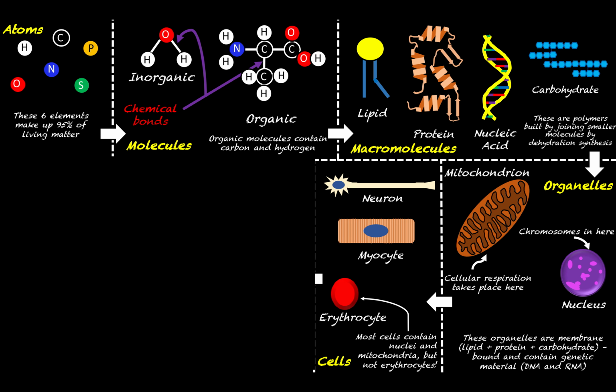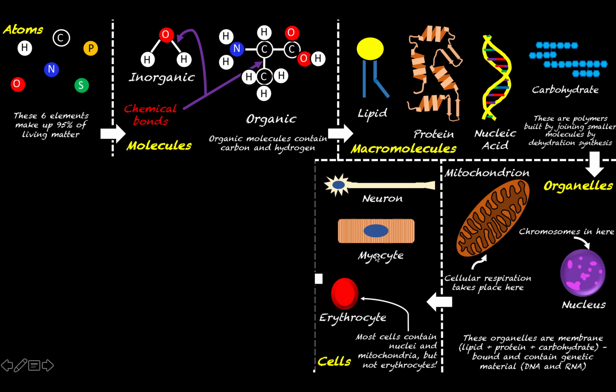The organelles, of course, come together to build individual cells, and there are many dozens of different types of cells in the body: your brain cells, your muscle cells, your liver cells, your heart cells. So you can see a couple of different examples here, like a neuron in the nervous system, a myocyte in the muscular system, an erythrocyte in the blood.